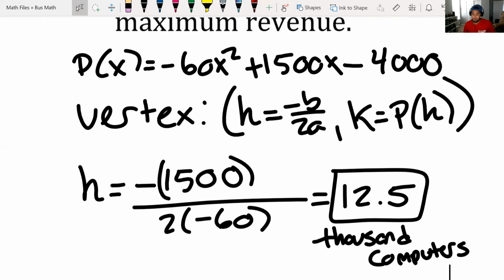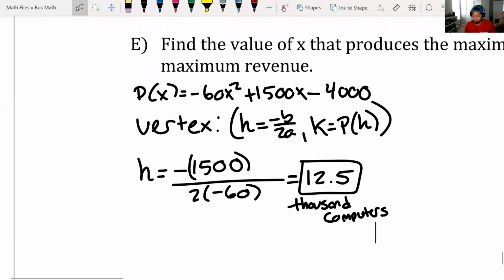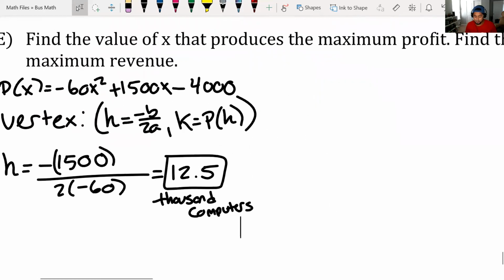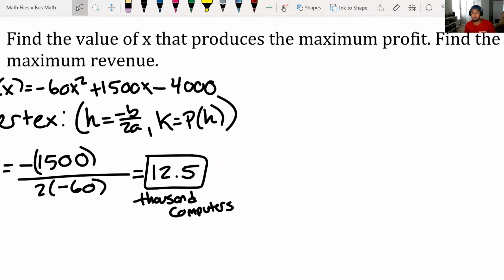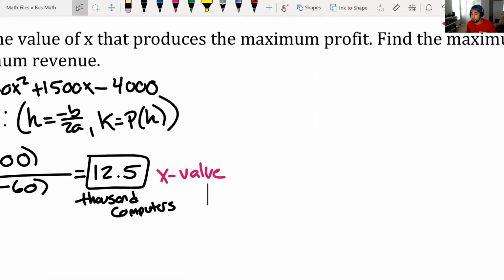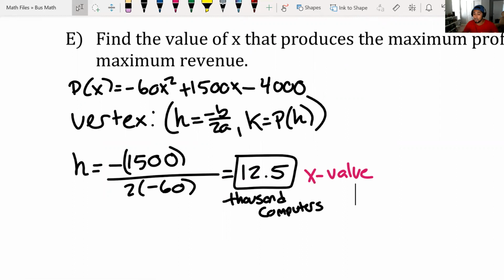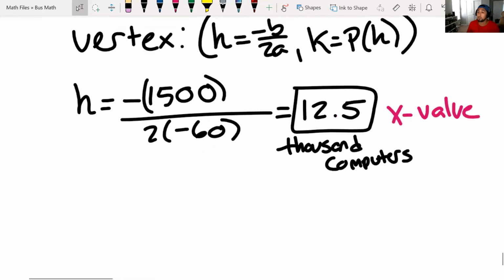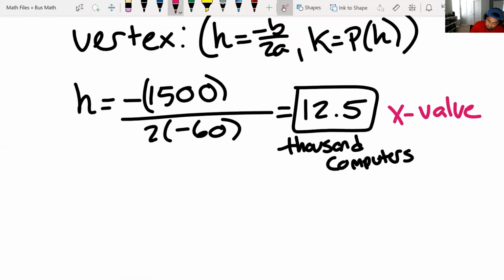And now it wants to know what is the maximum profit. So this would be the value of x, right? Find the value of x that produces the maximum profit. So 12.5 is our x value. I'll just put that there. And then after that, it says find the maximum profit. So now we're going to take 12.5 and plug it into the profit function. That's all we have to do, which means you're finding k, right?